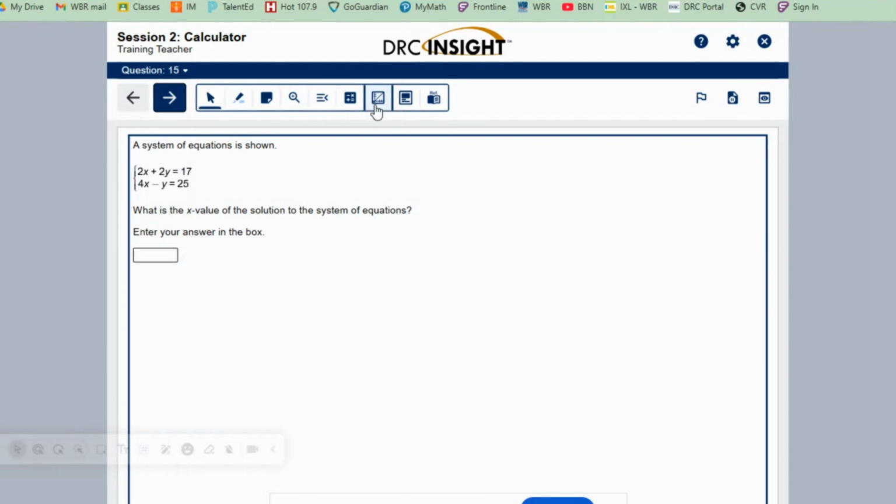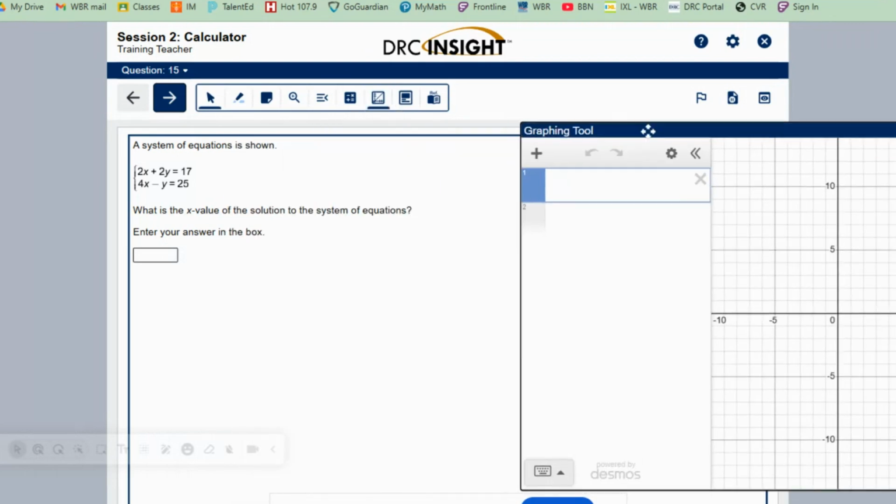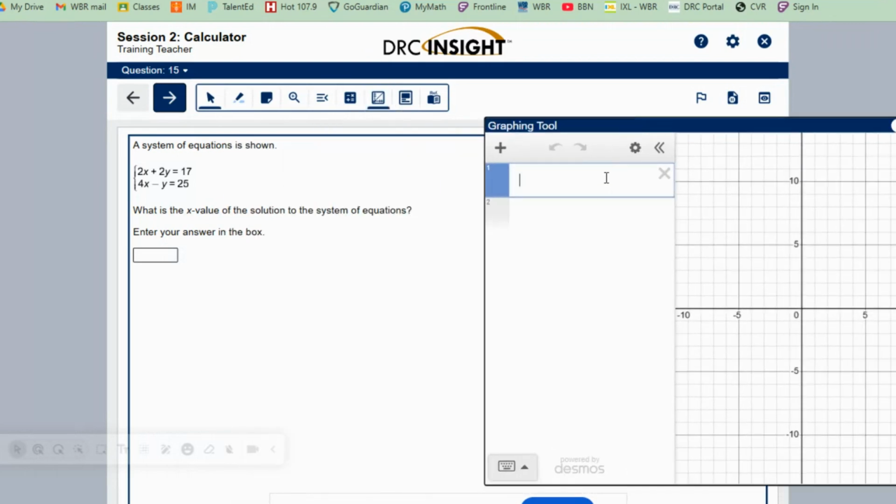So remember to keep this on your screen. I'm coming to check it. But what you're going to do is enter in the system 2x plus 2y equals 17. That's your first equation. Second equation is 4x minus y equals 25.